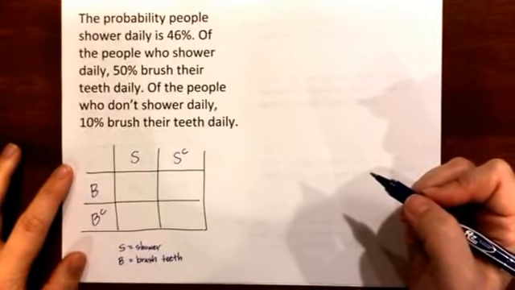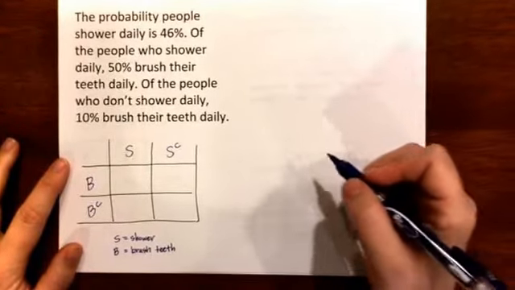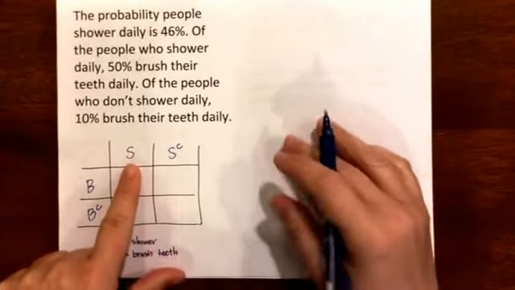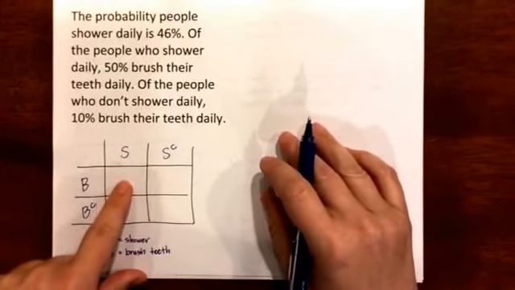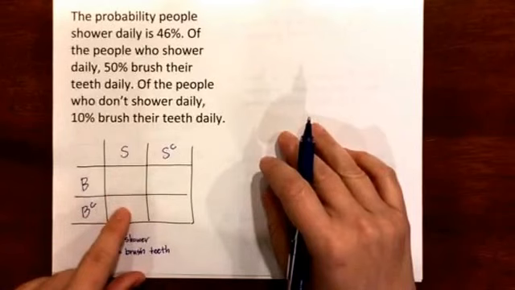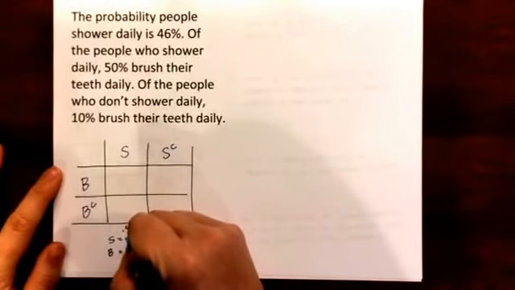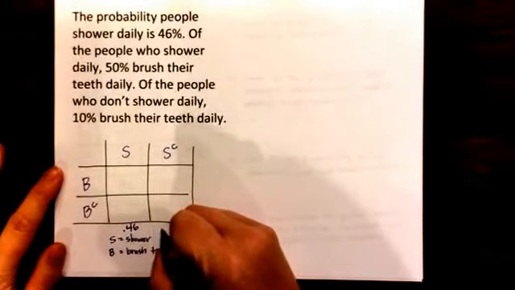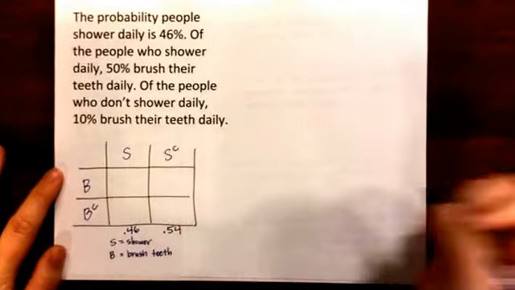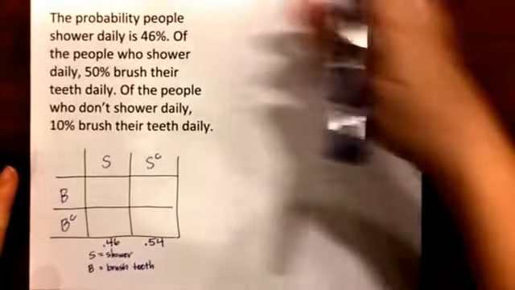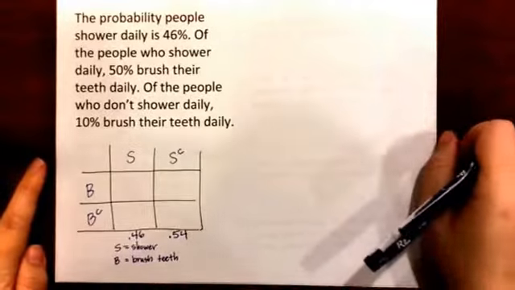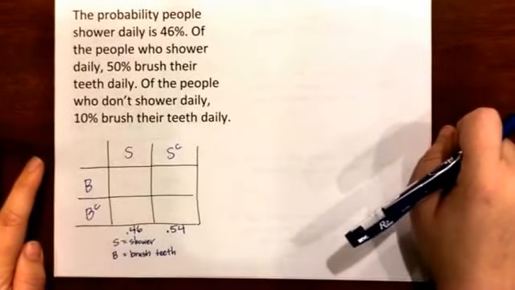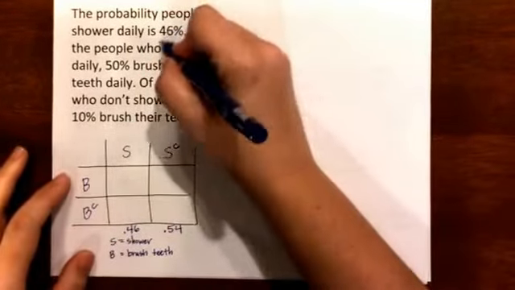Let's do sentence 1. The probability people shower daily is 46%. So here's showering. You take a shower here, you take a shower here. So altogether, that's 46. So that means the complement has to be 54. All right. Sorry, I'm getting a little messy. Okay, so now we're done with that.